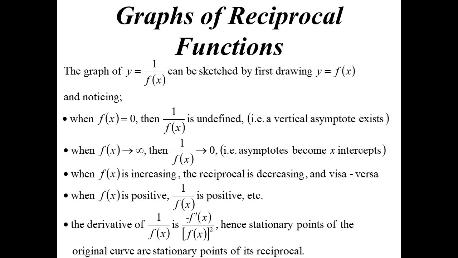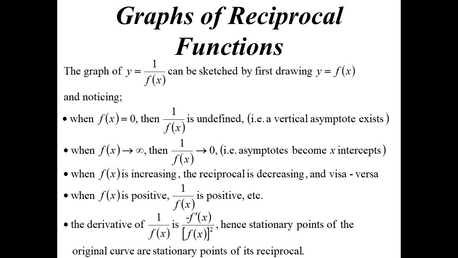This will make more sense once we've done calculus. But when you differentiate 1 on function x, you end up with minus the derivative on the function squared. So stationary points, wow, there's a lot of theory we know nothing about yet. Stationary points are when the derivative is equal to 0. So when I've turned it upside down, the derivative is on the top of the fraction. It will still equal 0.